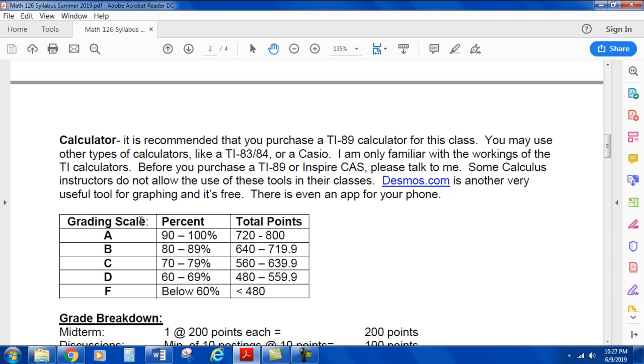Before you purchase the TI-89 or Inspire CAS, talk to me. Some calculus instructors do not let you use the TI-89 or the Inspire CAS in their classes. So just be aware of that. Also, Desmos.com is another very useful tool for graphing, and it's free. I believe there's even an app for the phone. I think I have it on my phone.